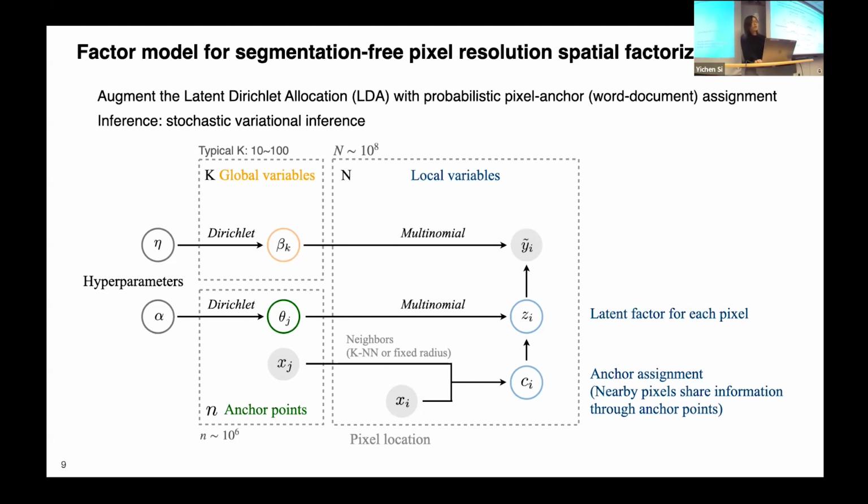Then, based on its anchor assignment, a pixel can sample a factor based on the anchors. Sorry, I didn't introduce that. Theta j here is the distribution over K factors of each anchor. So each pixel, based on its anchor assignment, picks a factor, and then the gene expression is generated from the factor specific expression profile.